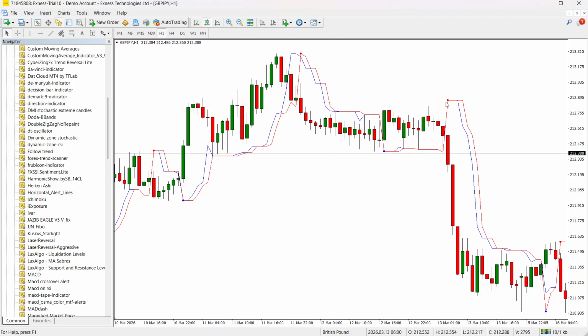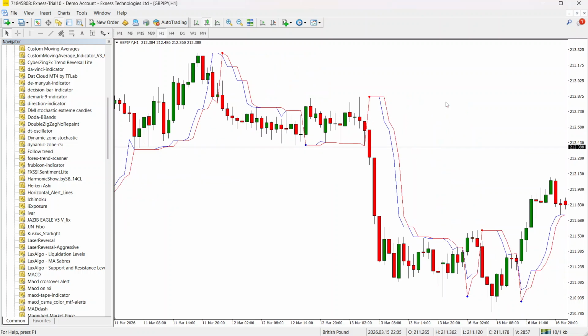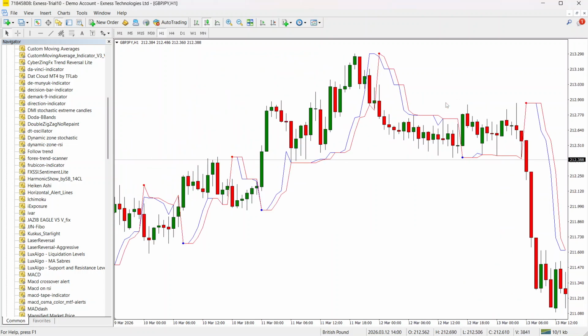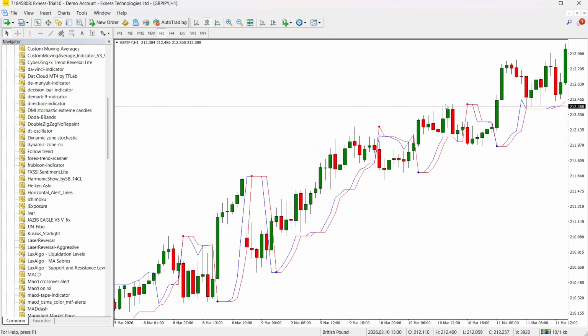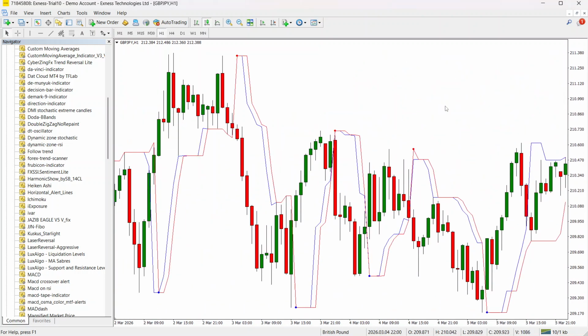it is wise to combine it with moving averages, RSI, support and resistance, fundamental context, and disciplined risk management, and testing it on a demo before live use.